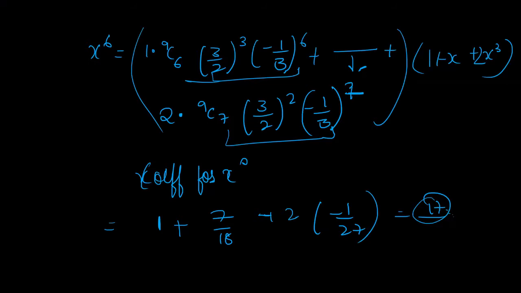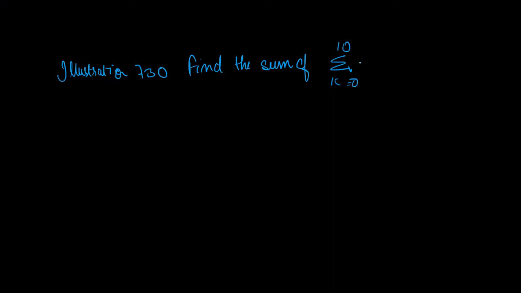After that, you had a doubt in 7.30. So, illustration 7.30 says: find the sum of summation k from 0 to 10, 20Ck. Right? So you know how to open this.